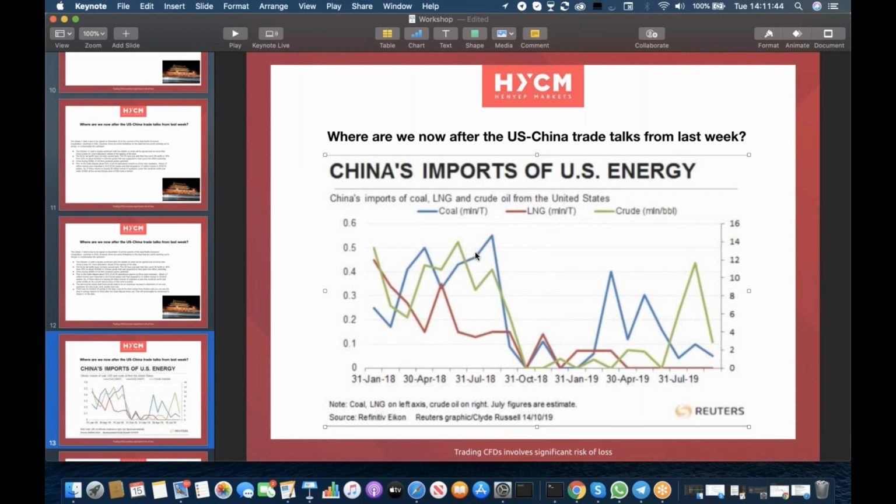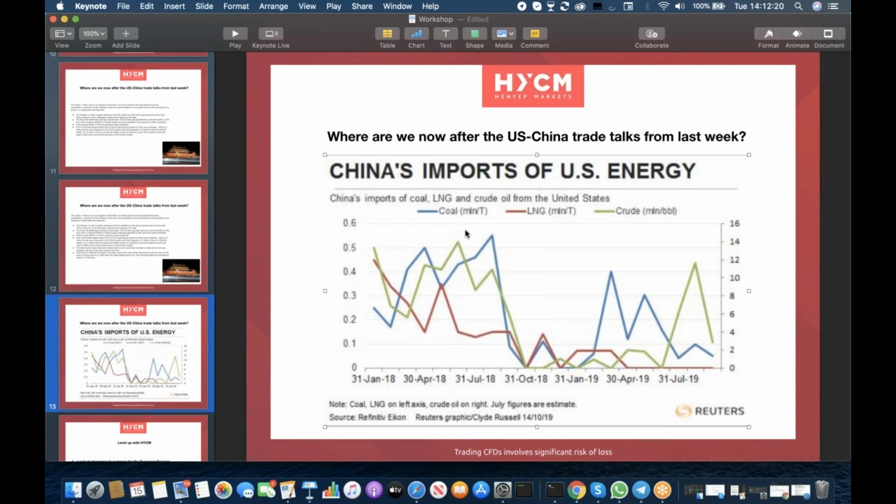So you can see here, okay, the trade dispute really broke out at the end of 2018. We suddenly saw this huge drop in imports of coal, LNG, and crude oil from the US. And you can see that China was quite a good market for US exports. And obviously they have all moved down from those high peaks. So look out for any news on Chinese imports of US energy. That's just another thing I want you to be aware of.